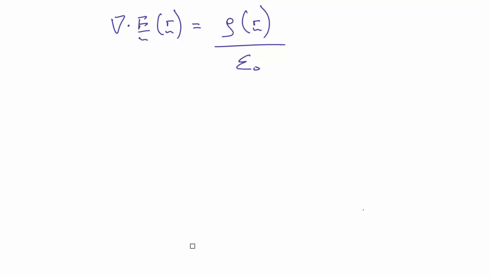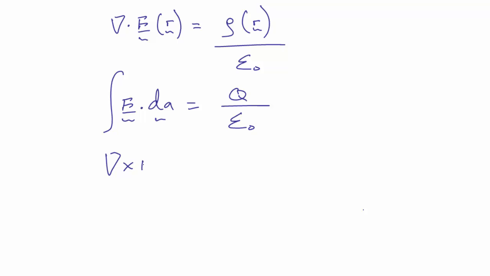This, of course, became the basis of Gauss's law. If we were to take the integral of both sides of this equation and use the divergence theorem, we would find that the integral of E dot dA is the enclosed charge divided by epsilon naught. Furthermore, we could run a very similar kind of calculation and calculate the curl of the electric field, and we did do this, and we would find that the curl of the electric field for electrostatics is equal to 0.